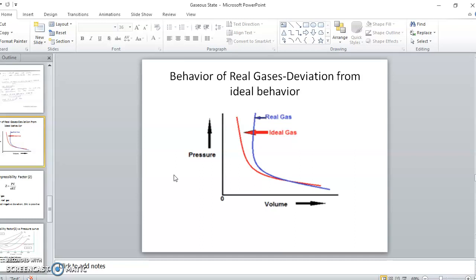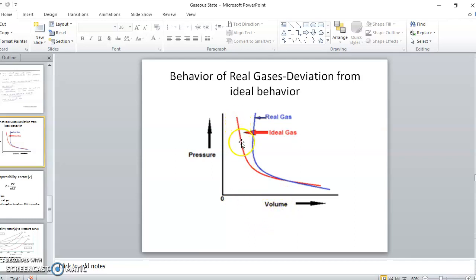Whatever we discussed so far, kinetic theory of gases, then ideal gas equation, Boyle's law, Charles' law, Avogadro's law, everything is applicable only for an ideal gas. Now what we can do is apply whatever we have done so far for an ideal gas to a real gas. See, you are familiar with the pressure against volume curve for an ideal gas.